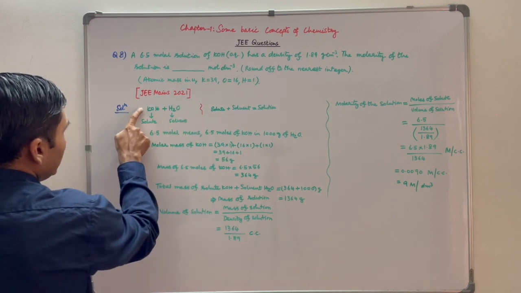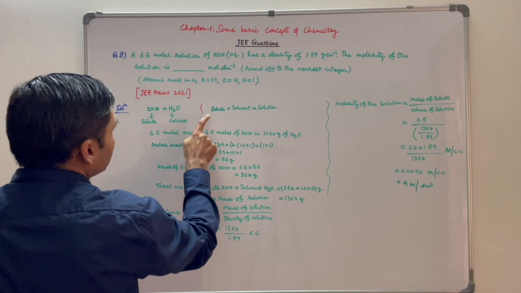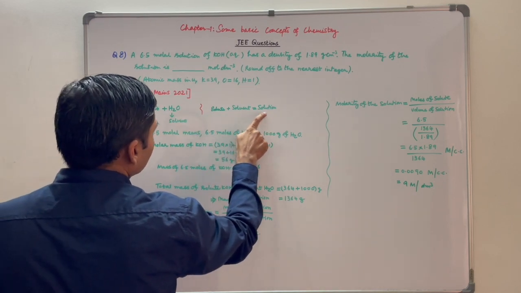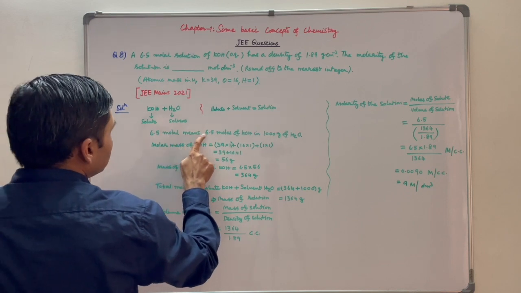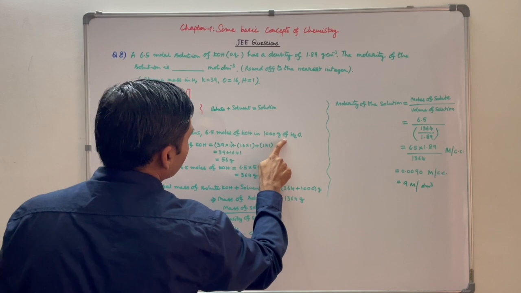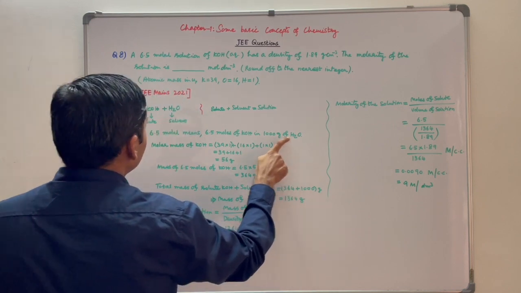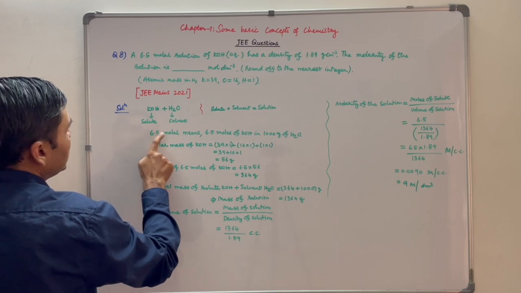In solution, KOH is solute and H2O is solvent. And we know that solute plus solvent is equal to solution. So 6.5 molar means 6.5 moles of solute KOH in 1000 gram of solvent H2O. Let us figure out how much is the mass of 6.5 moles of KOH.